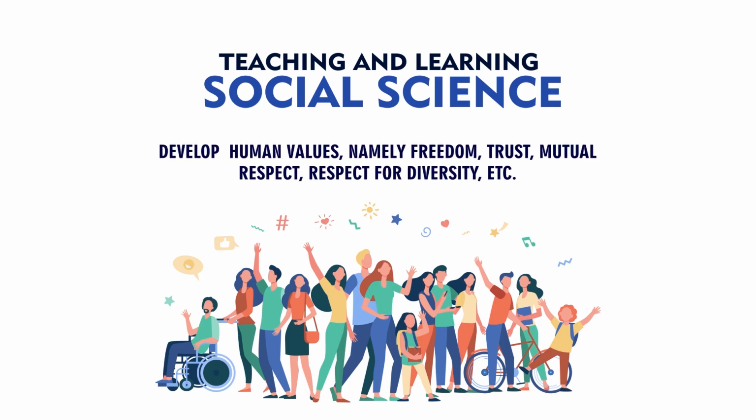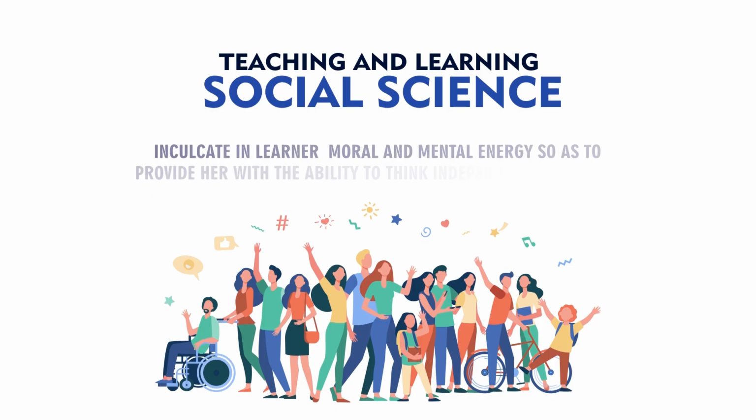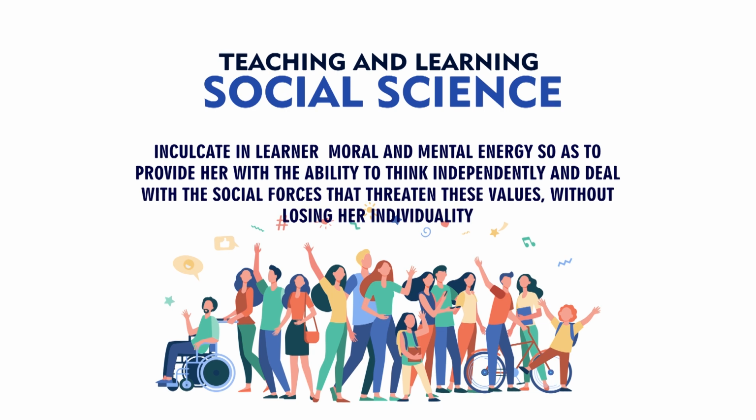We should develop human values like freedom, trust, mutual respect, respect for diversity, justice, equity, equality. All these values need to be inculcated in the learners through the social science subjects. They should be given opportunity to think independently. They should be given opportunity to discuss, to argue, to learn to agree to disagree. All these values which you have inculcated will reduce the frictions which are there in society.